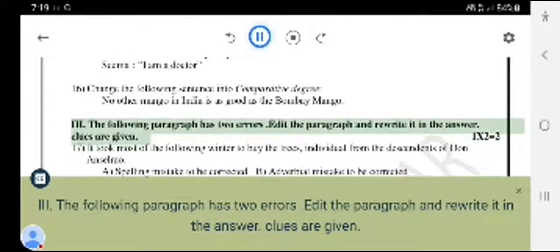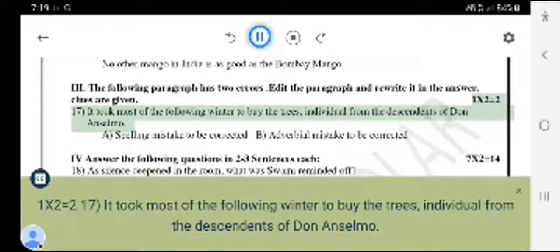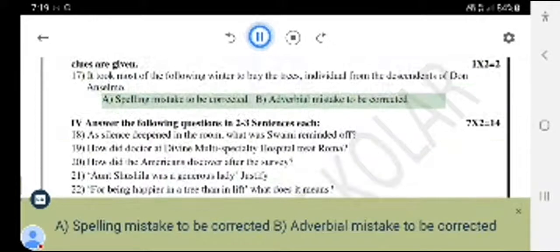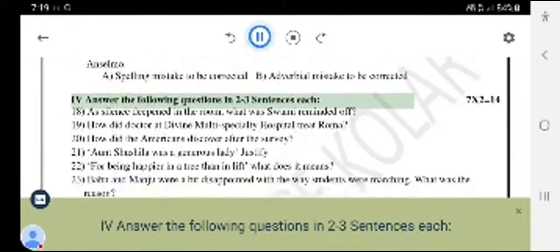3. The following paragraph has two errors. Edit the paragraph and rewrite it in the answer. Clues are given. 1x2 equals 2. It took most of the following winter to buy the trees individually from the descendants of Don Anselmo. A. Spelling mistake to be corrected. B. Adverbial mistake to be corrected. IV. Answer the following questions in 2 to 3 sentences each.